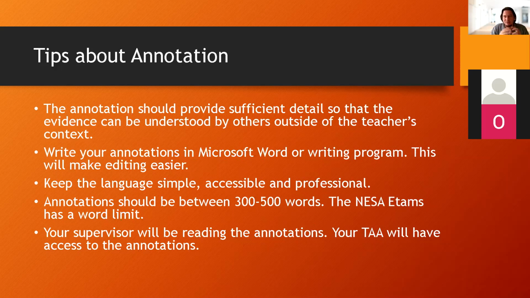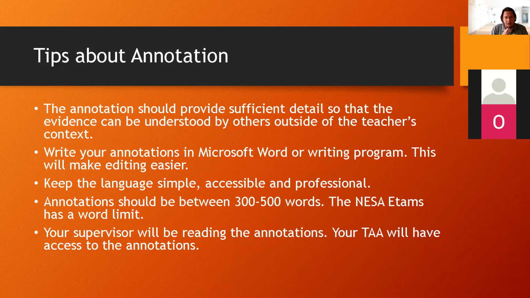The annotations should be between 300 to 500 words, maybe a little bit more if you can get away with it. The NESA ETAMs do have a word limit, so you're not going to be able to have a 2,000 word annotation explaining something. That's not going to be possible. So you're going to try and get what you need to say in 300 to 500 words. That way you can just copy and paste it over and then you're done.